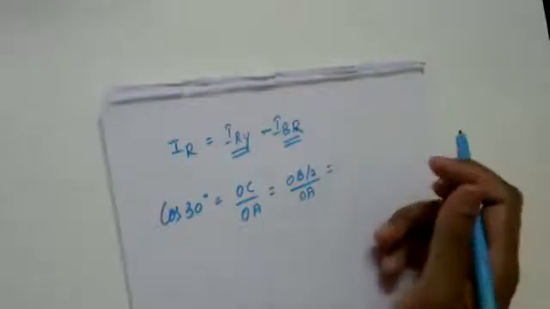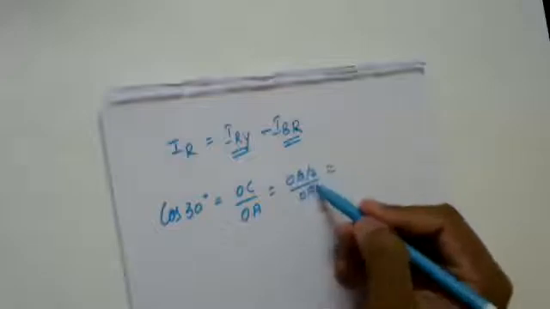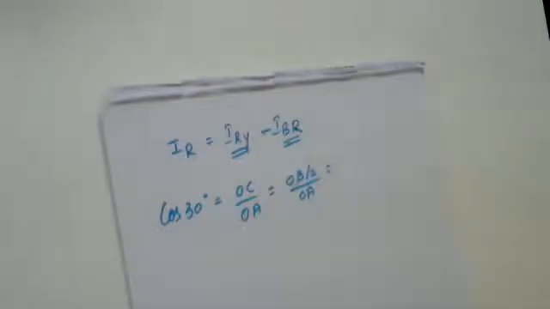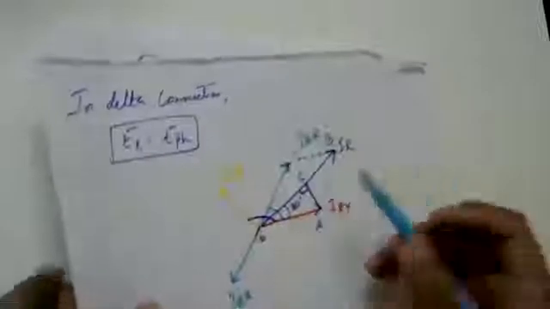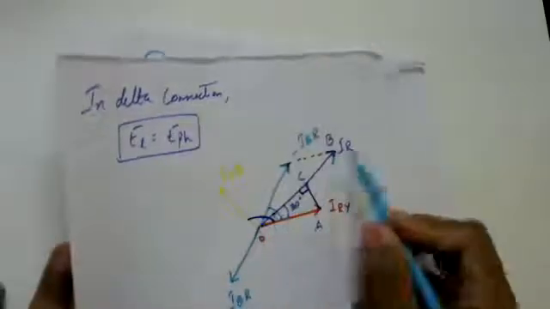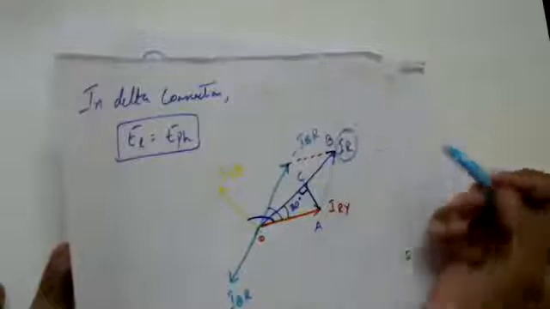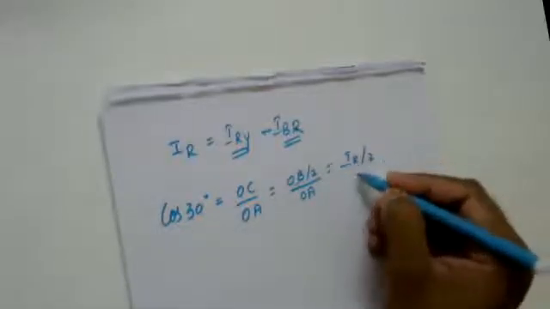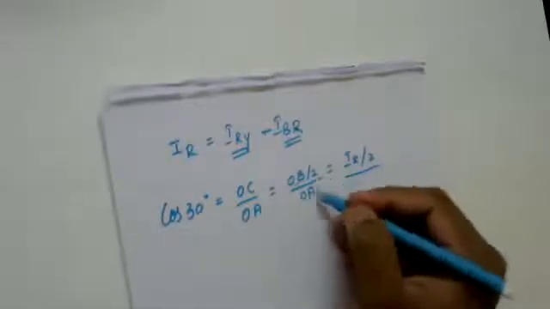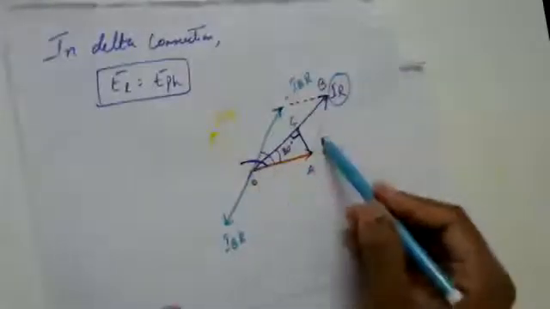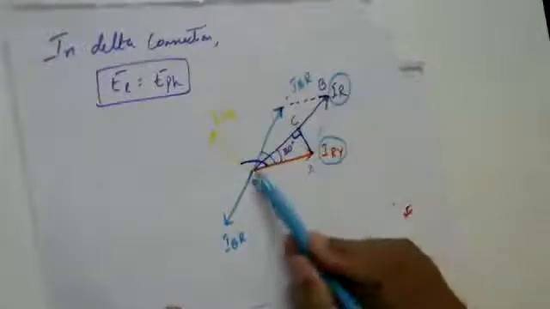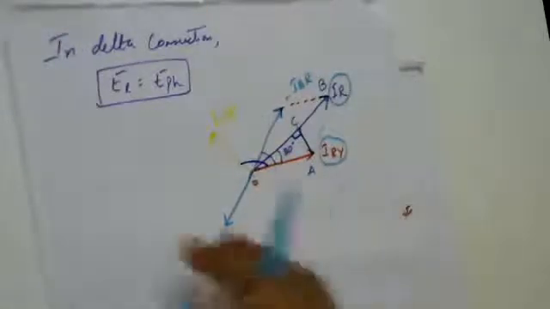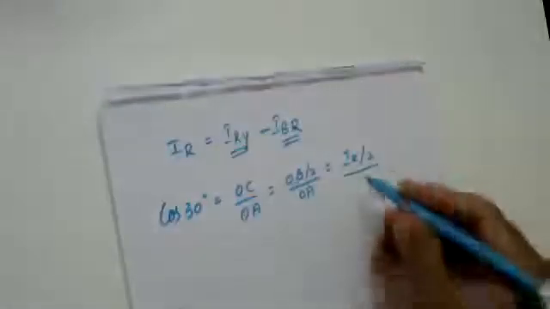Now I need to identify what is this OB, what is this OA. If I see this vector diagram, what is my OB? My OB is nothing but the vector IR. So it is IR divided by 2 divided by, what is this vector OA? This vector OA is nothing but IRY. So I can write this as IRY.